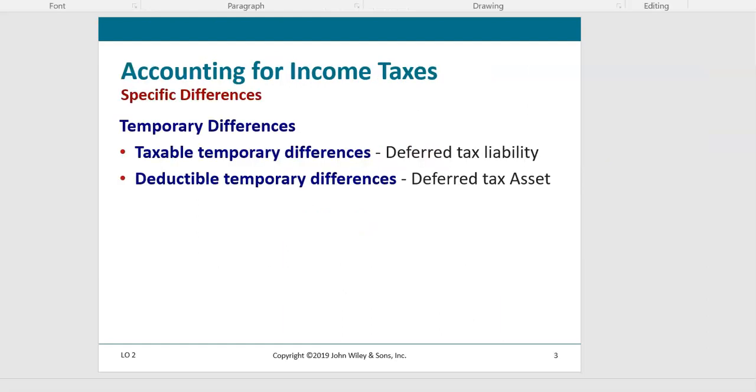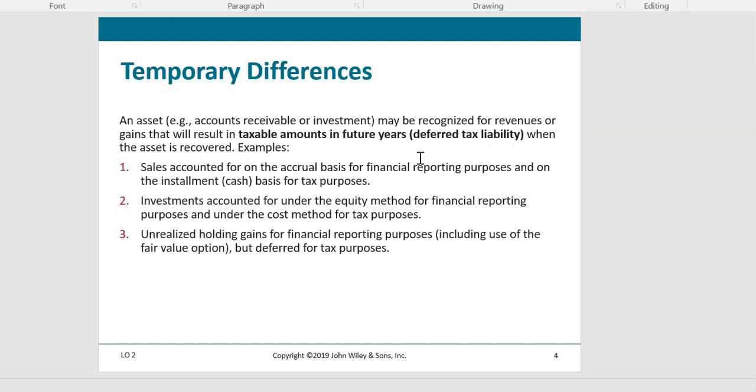From our last video and our last class, we discussed temporary differences, and they can be one of two types. Taxable temporary differences: our taxable income is going to be higher in the future, so we set up a deferred tax liability. And deductible temporary differences: we're going to have tax savings in the future, so we set up a deferred tax asset. Let's look at specific situations that result in these deferred tax assets and deferred tax liabilities.